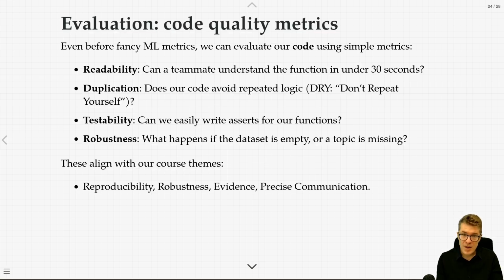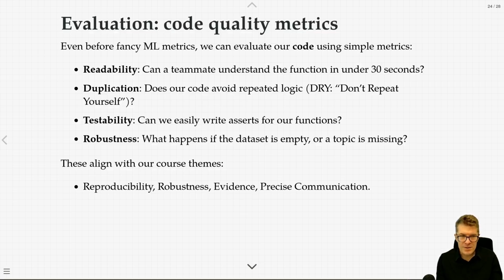Is it robust? What would happen if the data set we're providing as an input to our function is empty, or a topic is missing, or some other problem might exist? You should go ahead and try to break these functions, come up with clever ways that a function would either return a wrong value or just break with an error, and provide that and evaluate it.